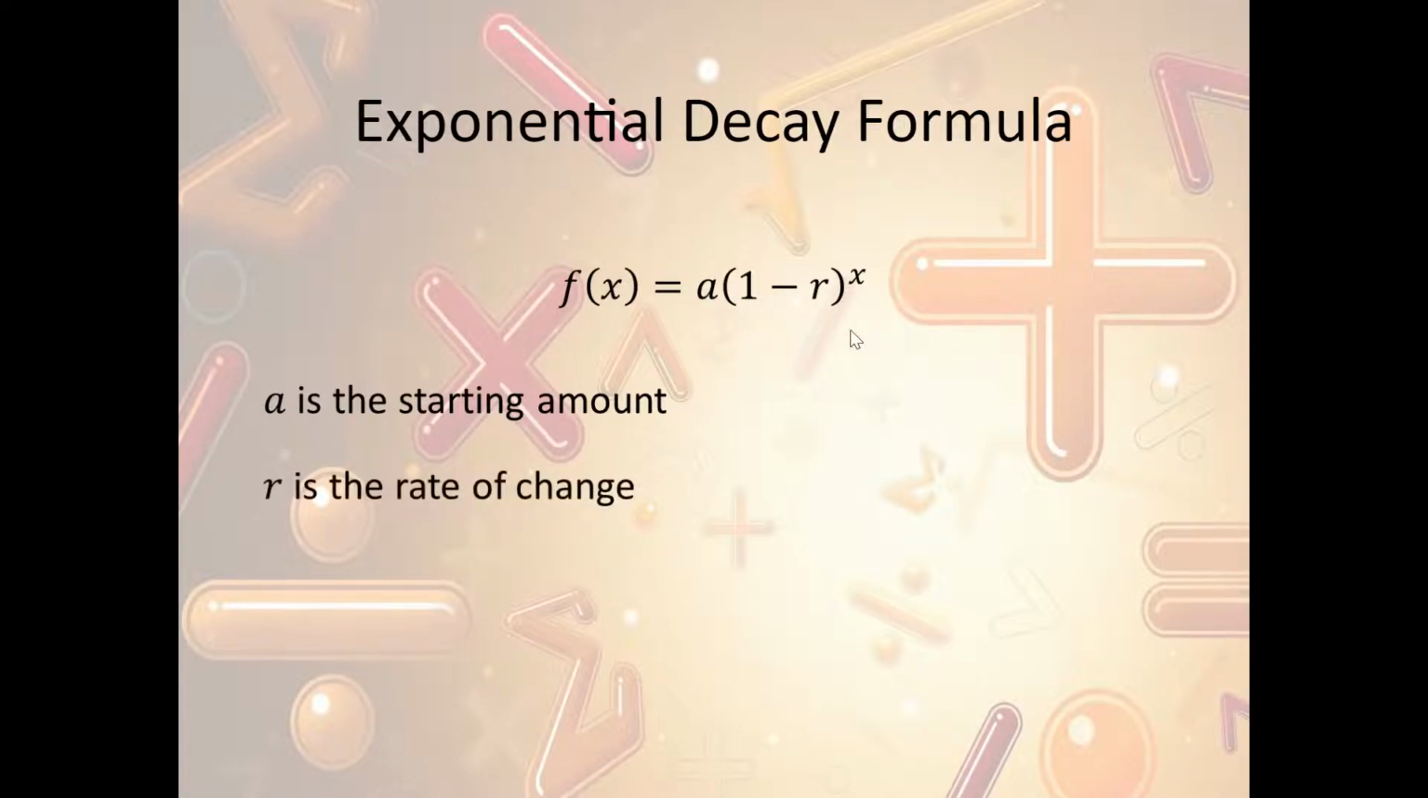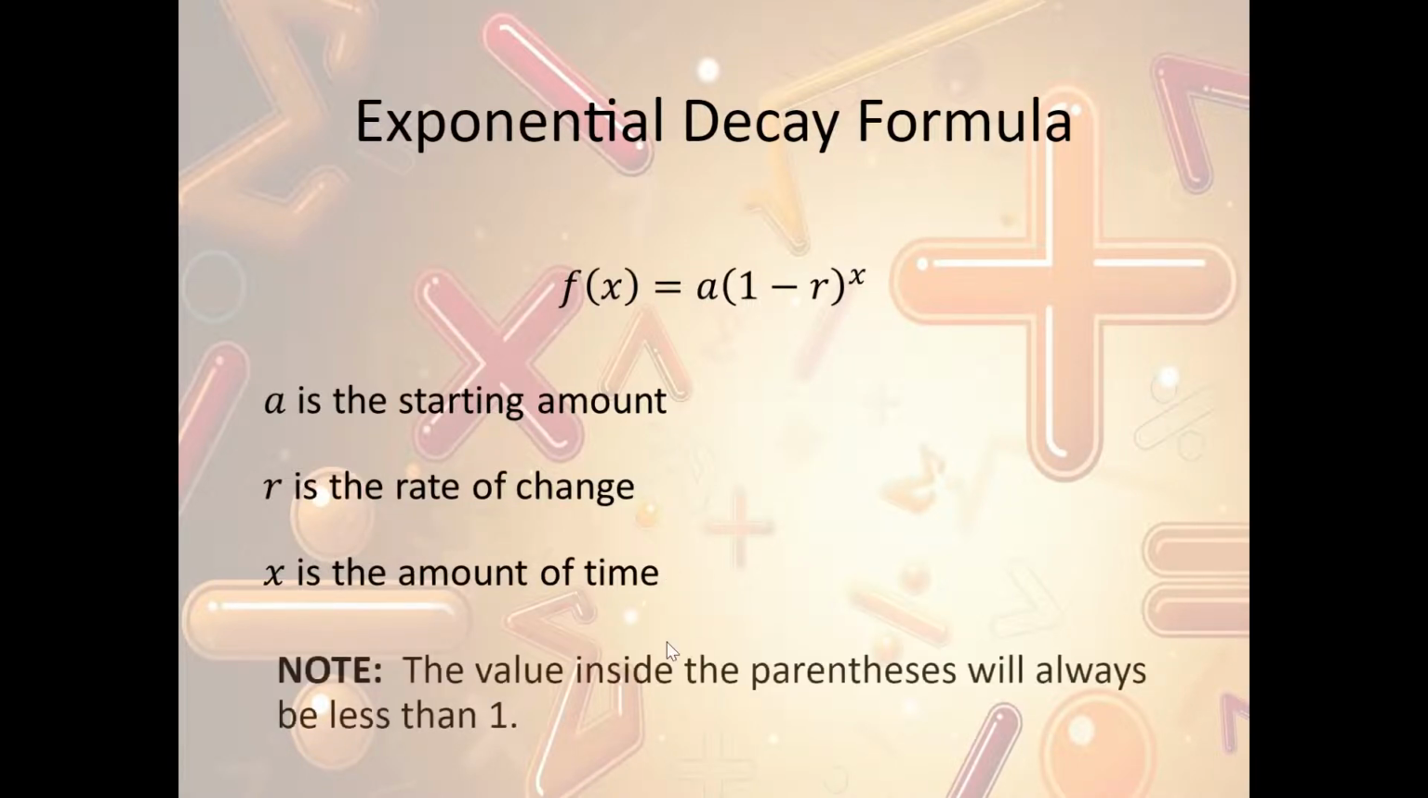R is the rate of change. How much are we paying each month? X is the amount of time. So let's say we're paying it off in 12 months. And then notice the value inside the parentheses will always be less than 1 because it's 1 minus some value. And we know that R is never going to be negative. So it's 1 minus some value, so that means it's going to be something less than 1.